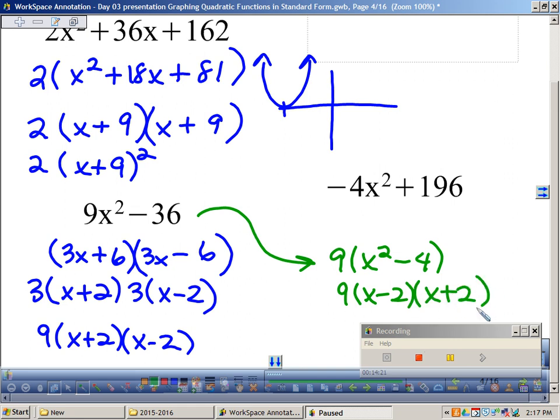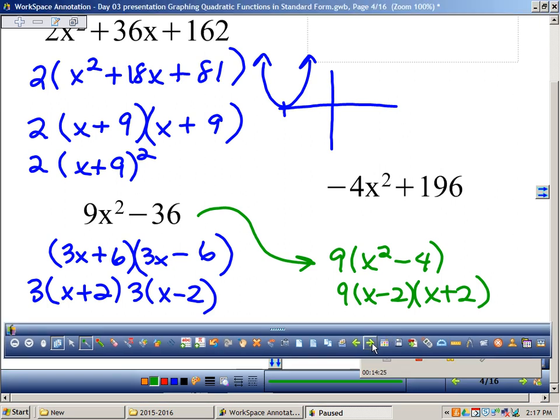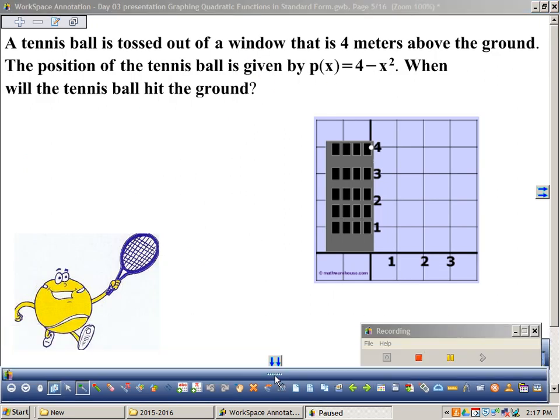All right, let's get into our lesson. Okay, so this says a tennis ball is tossed out of a window that is 4 meters above the ground. The position of the tennis ball is given by this function right here.